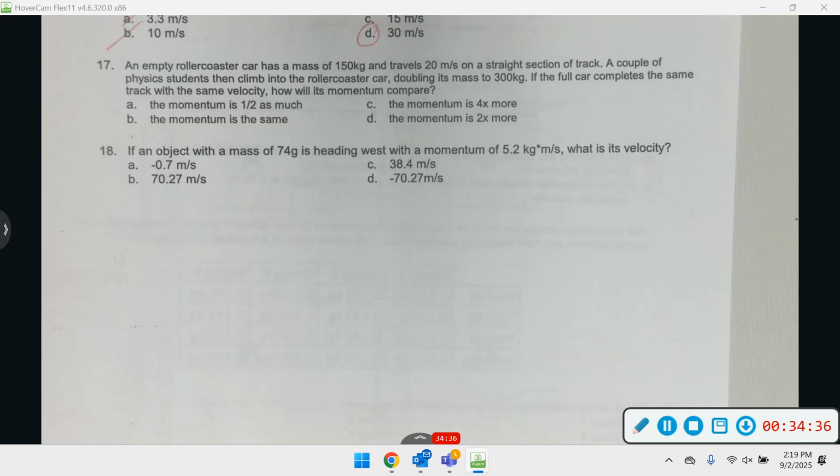17 though says an empty roller coaster car has a mass of 150 kilograms and travels 20 meters per second on a straight section of track. A couple of physics students then climb into the roller coaster car, doubling its mass to 300 kilograms. If the full car completes the same track with the same velocity, how will its momentum compare?